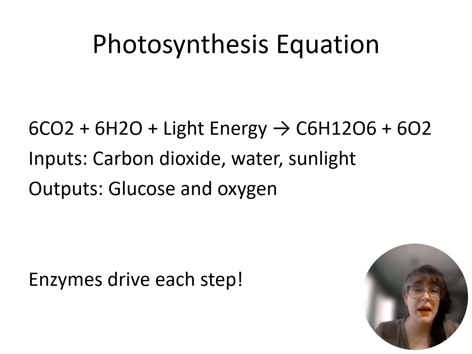So here's the balanced chemical equation for photosynthesis, and you've seen this before, probably in 6th grade. Plants take in carbon dioxide and water, they use sunlight, and with the help of enzymes produce glucose and oxygen. Enzymes are essential to each step in this process, and that's why we had to learn about enzymes before we learned about photosynthesis.